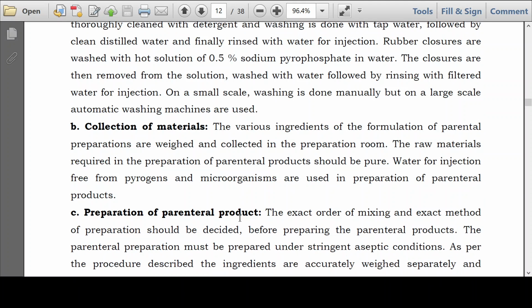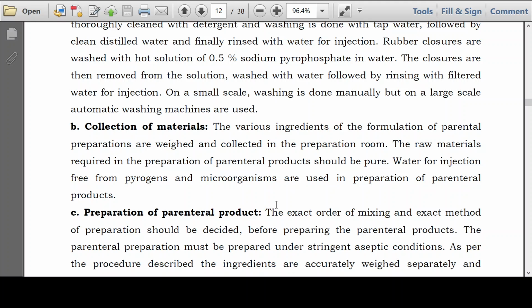Then second is collection of material. The various ingredients of the formulation of parenteral preparations are weighed and collected in the preparation room. The raw materials required in the preparation of parenteral products should be pure. Water for injection free from pyrogens and microorganisms is used for preparation of parenteral product.